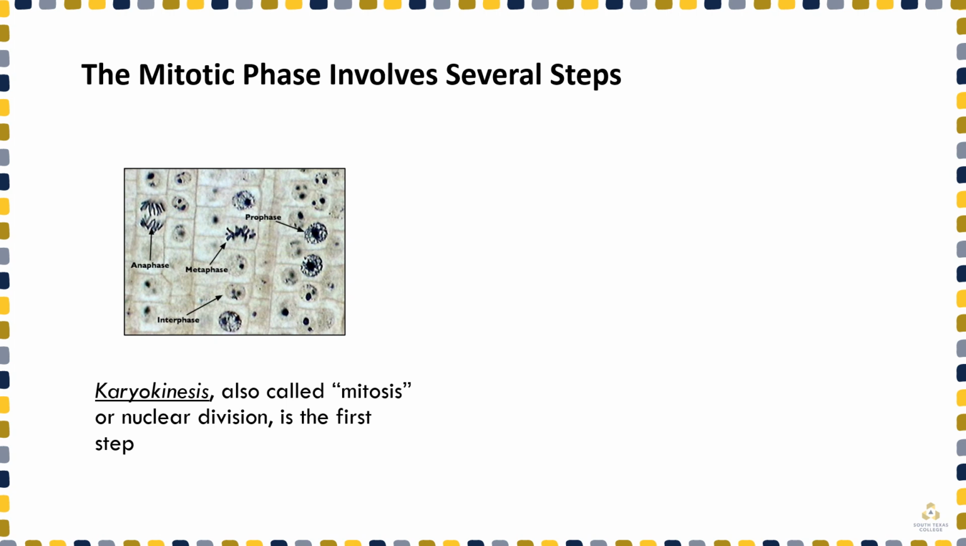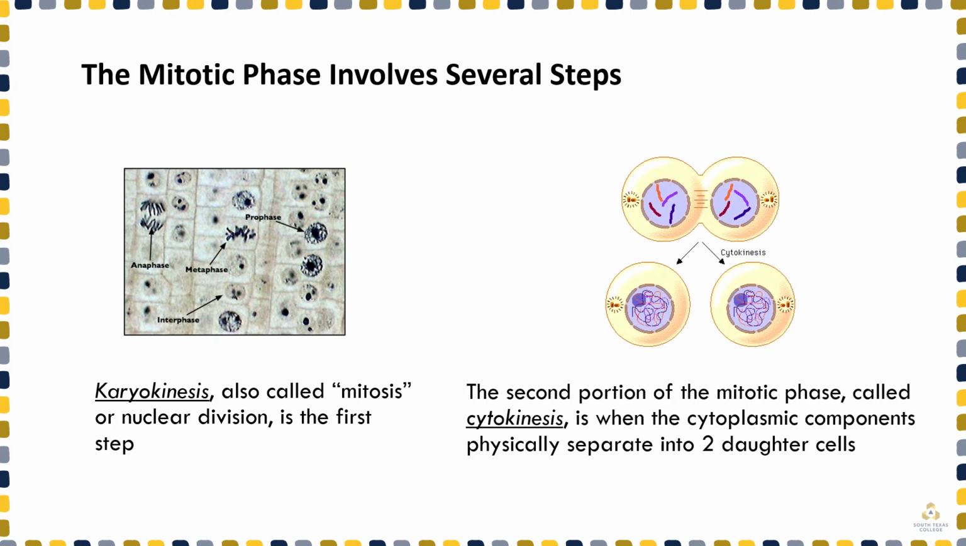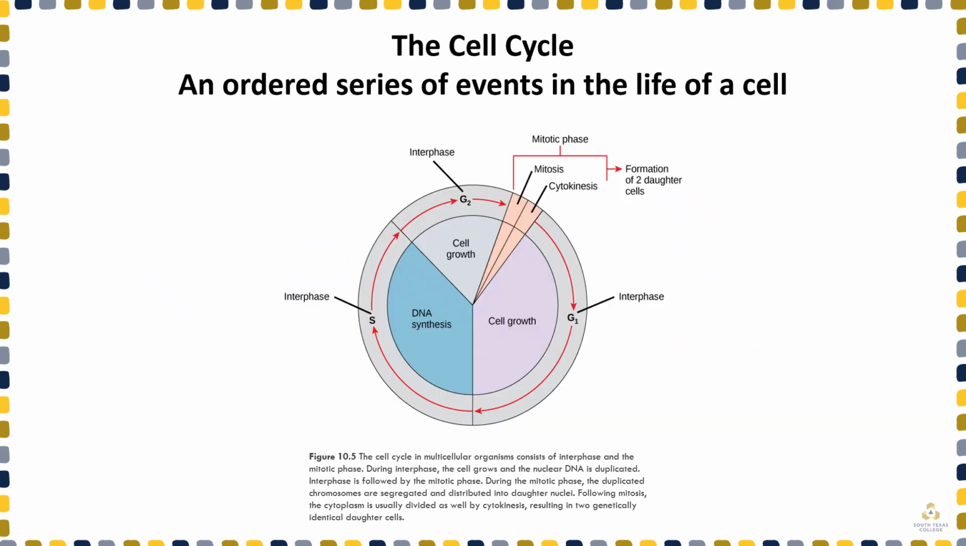So the 2 phases of mitosis are seen here. There's what we call karyokinesis, which normally we call mitosis. And this is specifically the nucleus that's dividing, but not necessarily the cell. And then in the second part, we have cytokinesis, where the actual cytoplasm separates into 2 separate daughter cells.